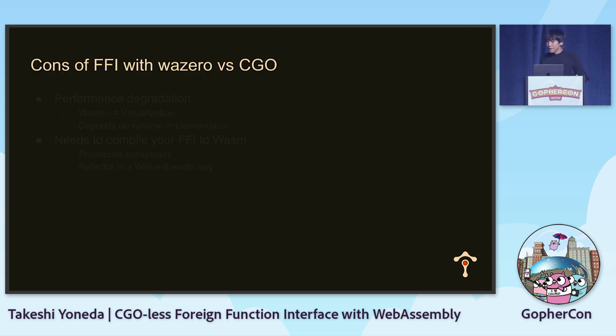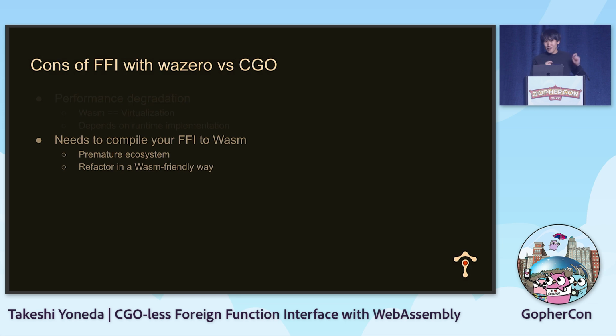So I think I've already covered the good parts of wazero and WebAssembly, but I also have to explain the disadvantages over CGO. The first one is that to some extent you have to expect performance degradation or a performance penalty because, as I said, WebAssembly has a sandbox by default. In other words, it's kind of like virtualization, and you cannot get virtualization without costs. So you have to expect that to some extent.